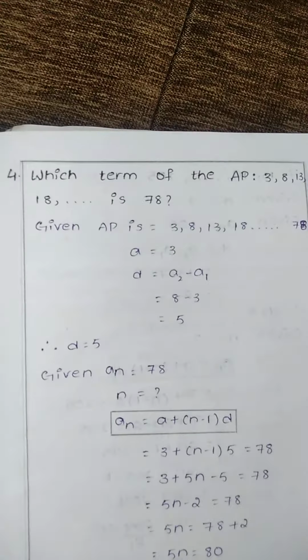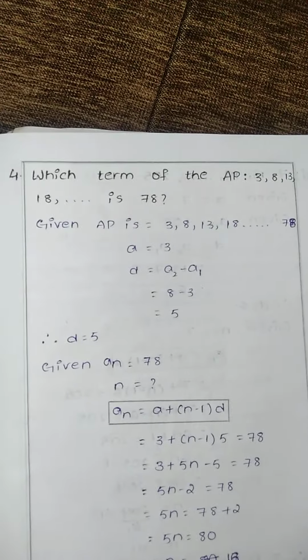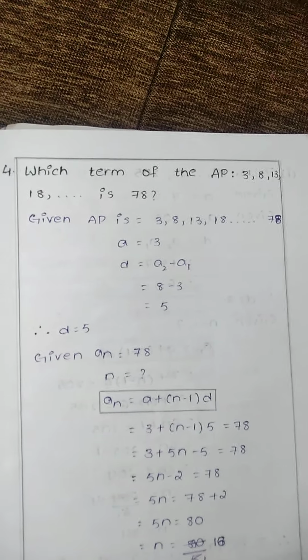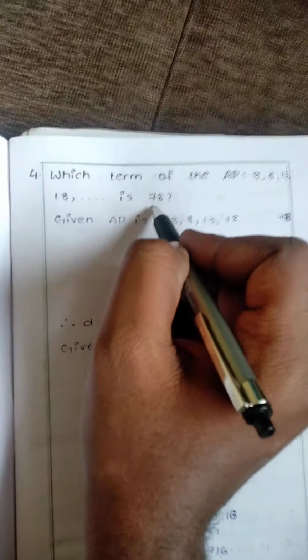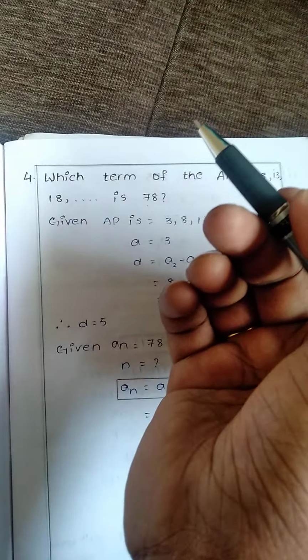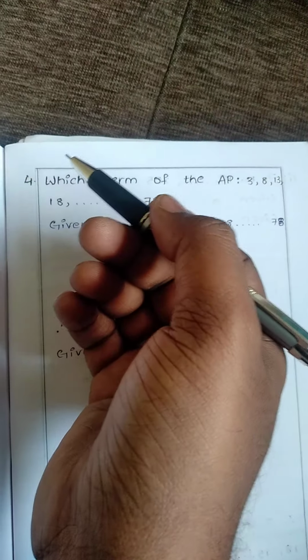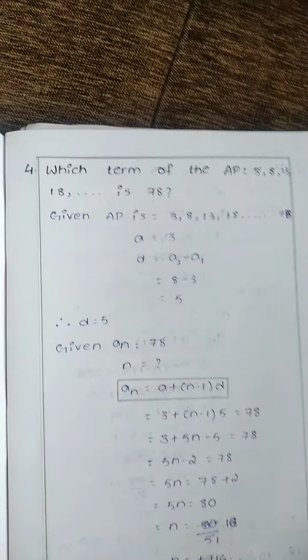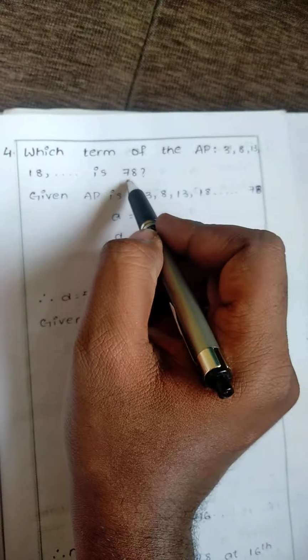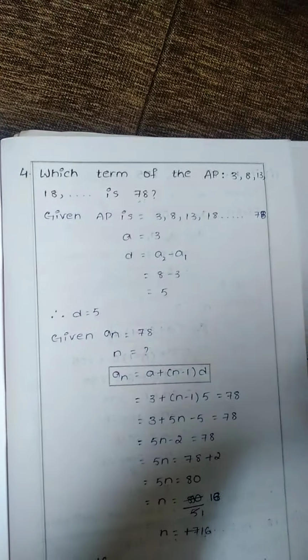Next, coming to here. Question number 4. What they are asking? Which term of AP 3, 8, 13, 18 and so on is 78. So before that, what they are asking? Find a 14th term, find 17th term, find 19th term, find 5th term, find 1st term. Like that they are asking. But what they are asking? So 78 is there in this progression. Then what is this number they are asking?